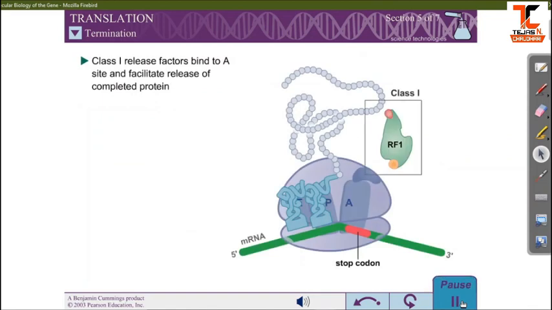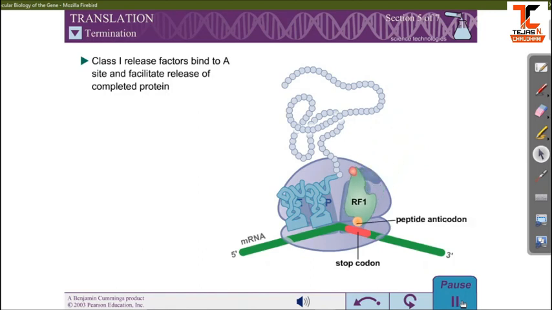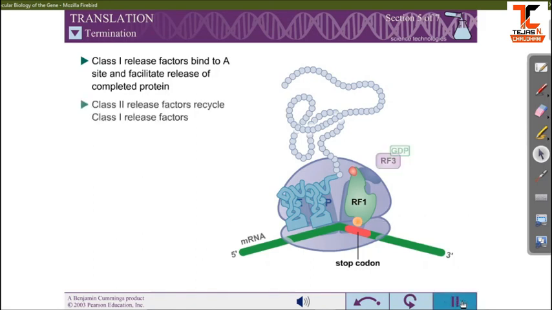Class I release factors enter the ribosome A site and bind the stop codon using a peptide anticodon. Prokaryotes have two Class I release factors, RF1 and RF2. Eukaryotes have one Class I release factor, eRF1. The Class II release factor, in complex with GDP, also binds the large subunit. In prokaryotes, RF3 is the Class II release factor. In eukaryotes, eRF3 is the Class II release factor.